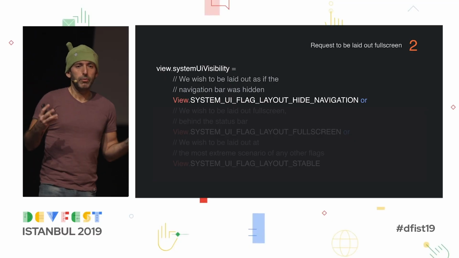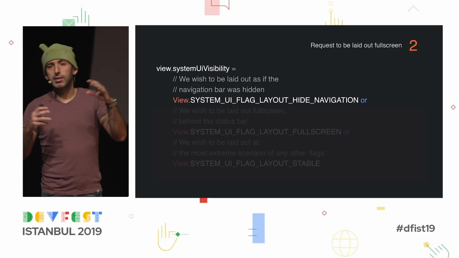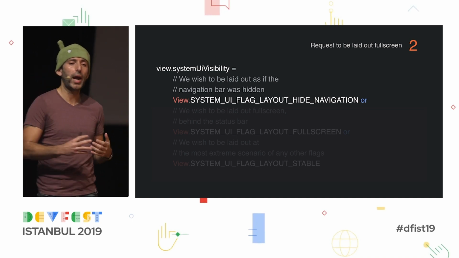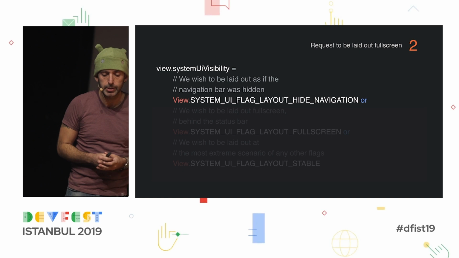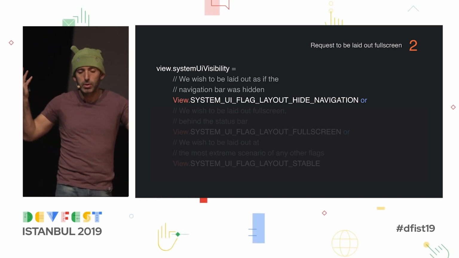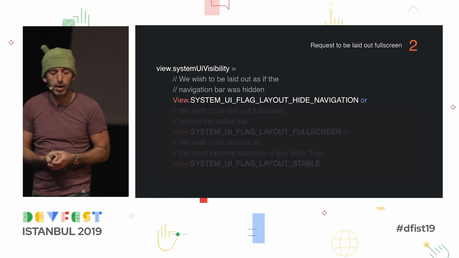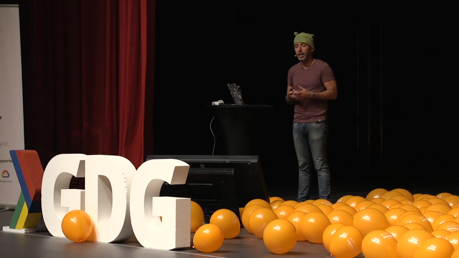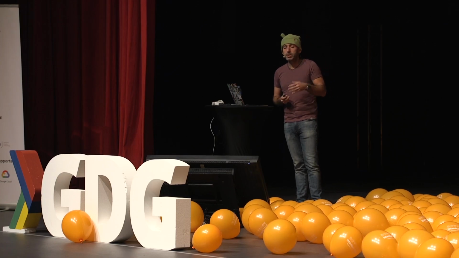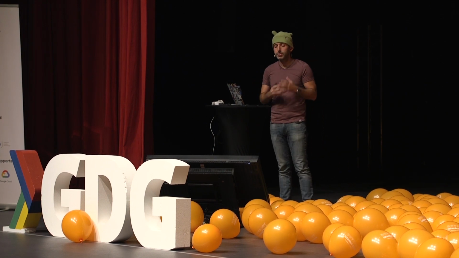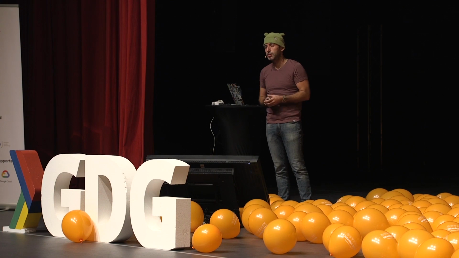Next, now we basically have transparent status and navigation bars. We need to tell the system to lay our app out full edge-to-edge on the screen. To do that, we need to use an old API, which has been available from probably the beginning. We need to set some flags on system UI visibility. The first flag we need to use is layout hide navigation, which basically tells the system to lay out your app as if the navigation bar does not exist.